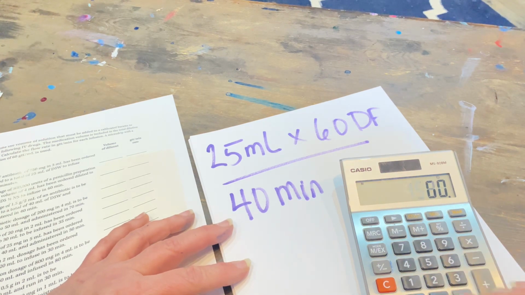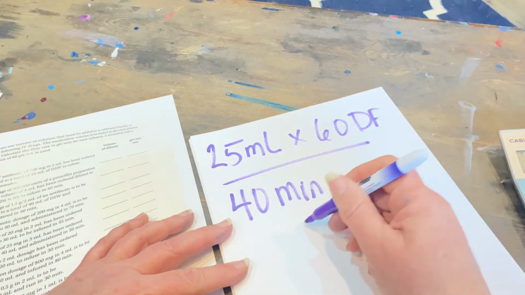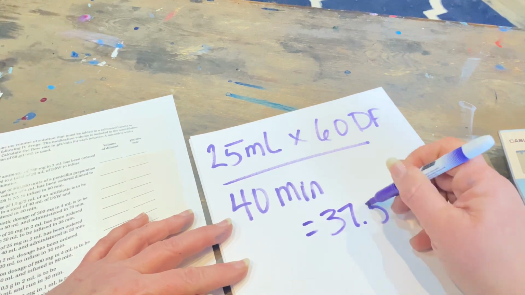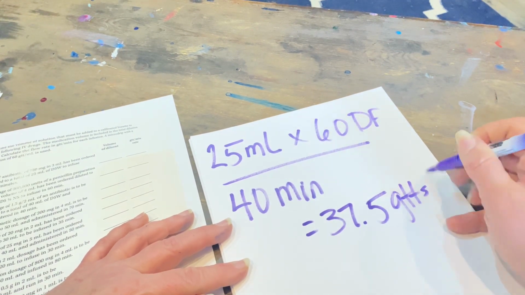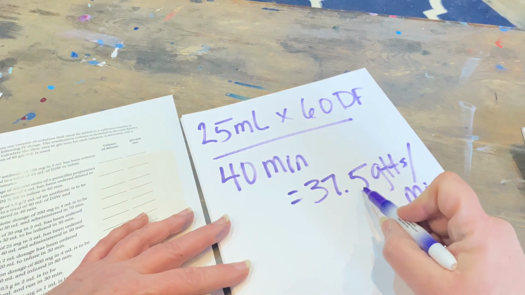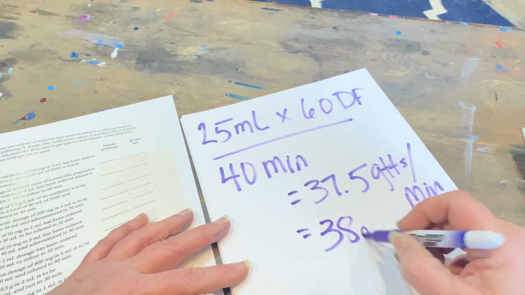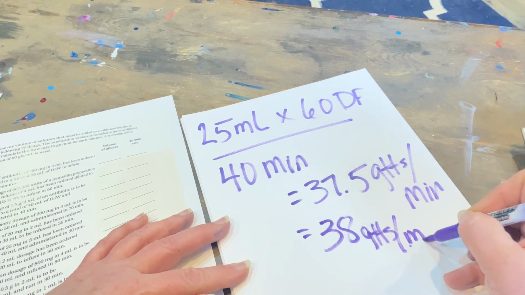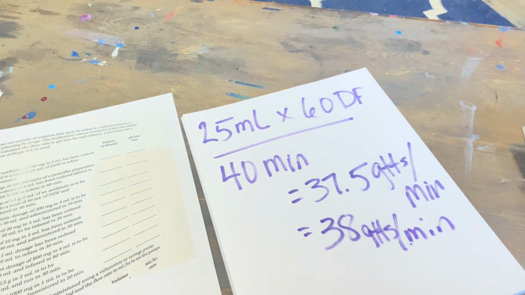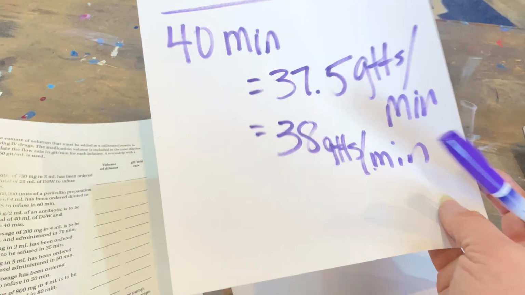25 times 60 equals, divided by 40, will be 37.5 drops per minute. And you know we can't give 0.5 of a drop, so that will round 37 into an 8. 38 drops per minute. Okay. I don't have the answers, but it should be 38 drops per minute.